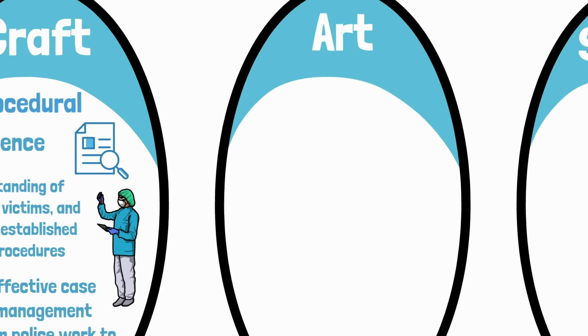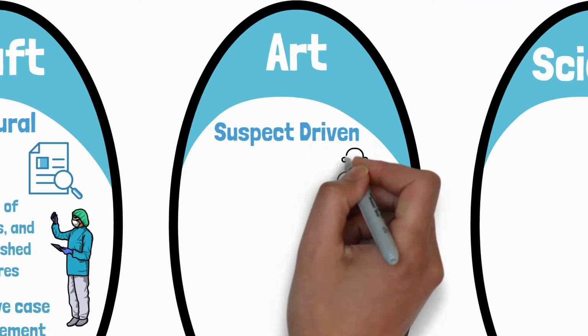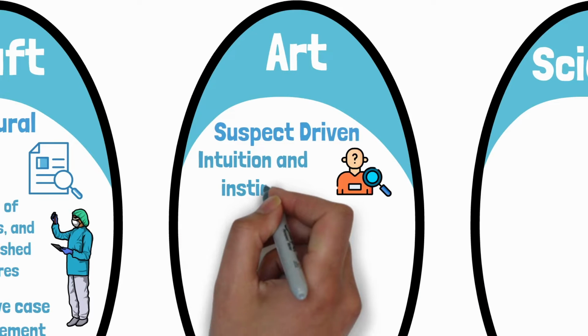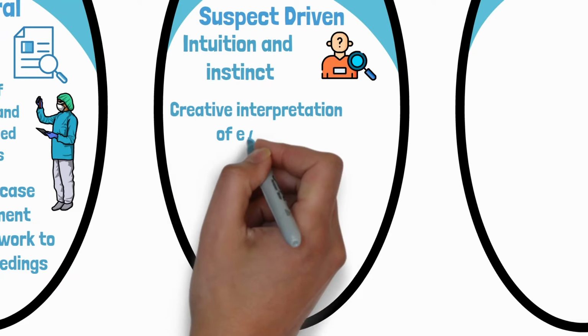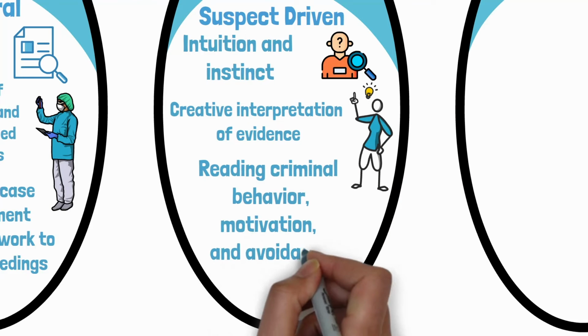Then there's another lens to look through, which is the art lens, and this is suspect driven. This is rooted in intuition and instinct. It involves creative interpretation of evidence, reading criminal behaviour, motivation and also avoidance.